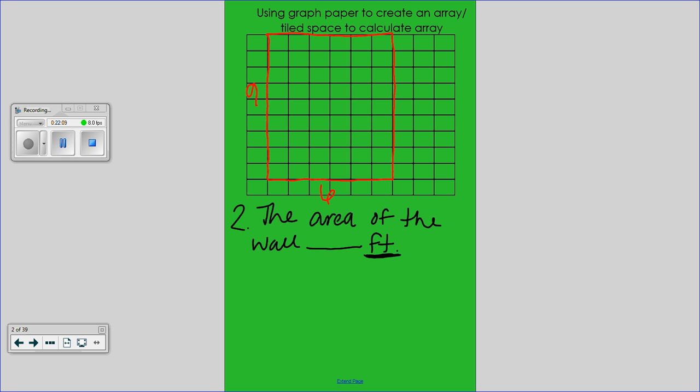What math would I use to figure out the inside? How would I figure out the inside, Emily? I can use multiplication. Could I count? Technically, yes. That would take forever. Do I want you counting? No. You guys have mastered some multiplication.